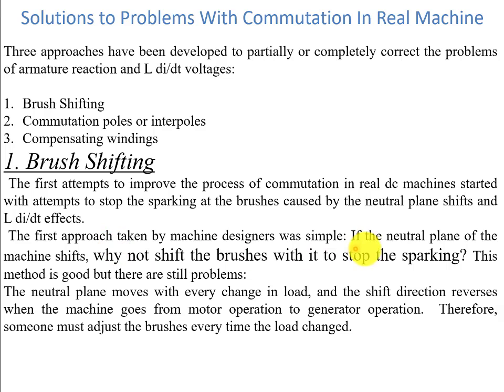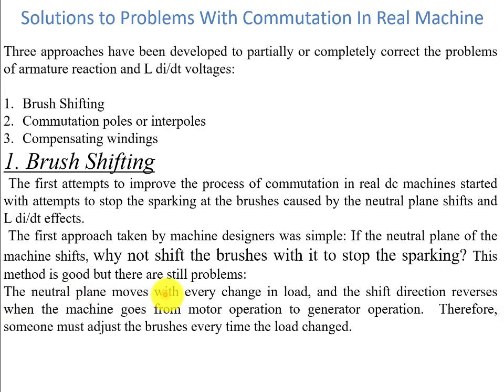The first approach taken by machine designers was simple: if the neutral plane of the machine shifts, why not shift the brushes with it to stop sparking? This method is good, but there are still problems. And what are the problems?